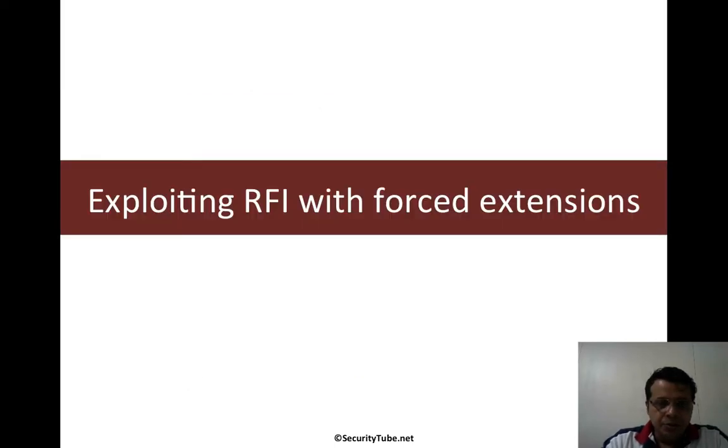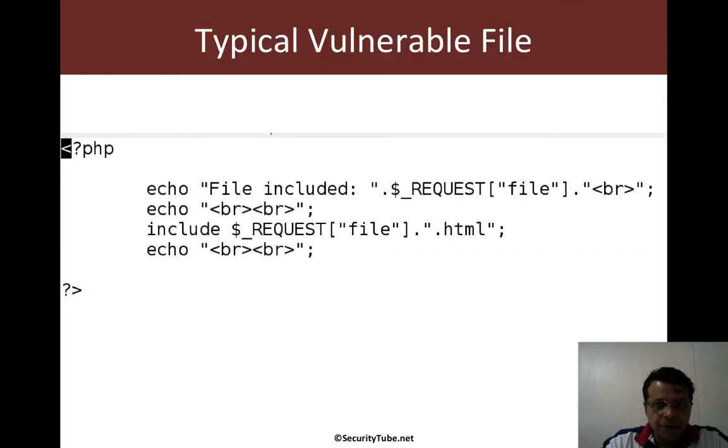Now in this video, we will look at exploiting RFI when there are forced extensions. What do I mean by a forced extension? Here is a typical vulnerable file in which we use a file parameter from the request, but rather than including the entire parameter, we append, let's say, a .html. So this would end up ensuring that pretty much this entire file is an HTML file, right? This is what at least the developer intends to do.